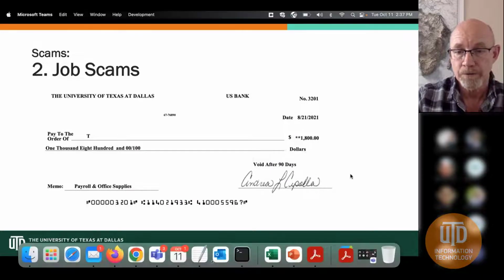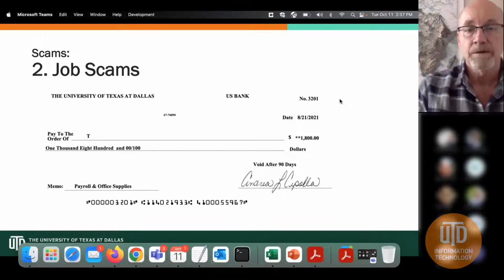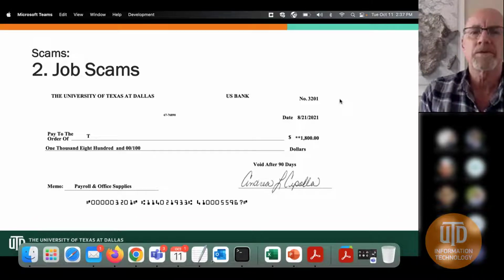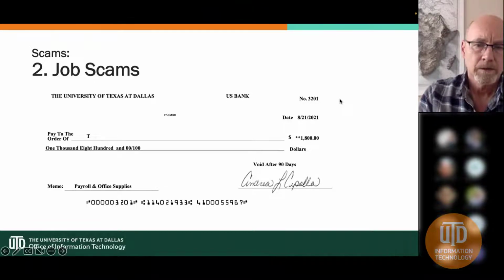And here's a check or two that some of our students have actually received. $1,800. This particular student was told to keep $300 for themselves. The other $1,500 they had to buy, I think it was Ethereum, cryptocurrency, but keep $300 for themselves.